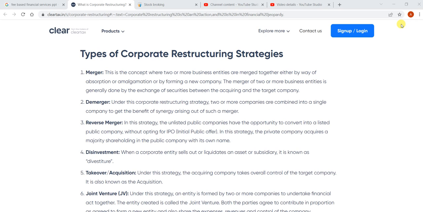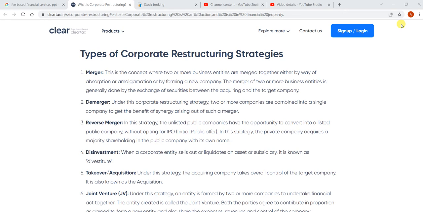The fourth is the divestment. When a corporate entity sells out or liquidates an asset or subsidiary, it is known as a divestiture. So it is a divestment. Fifth is a takeover or acquisition. Under this strategy, the acquiring company takes overall control of the target company. It is also known as the acquisition.